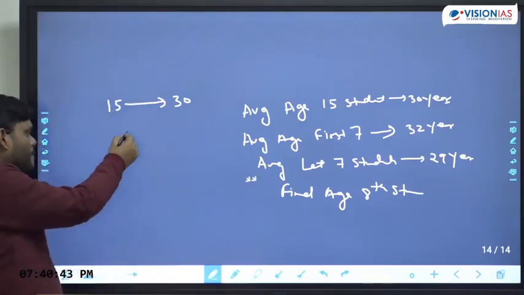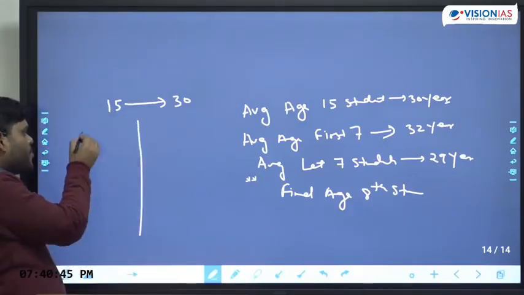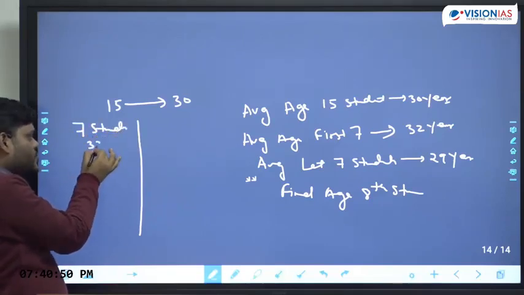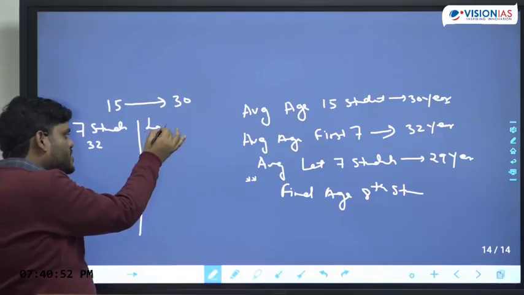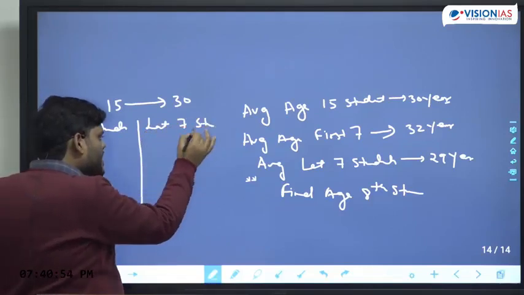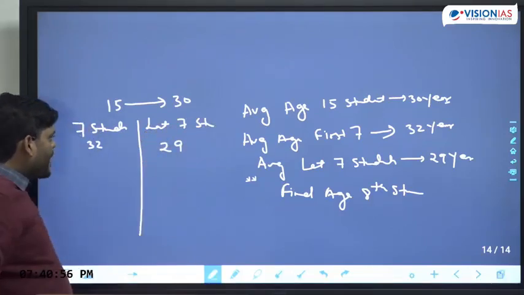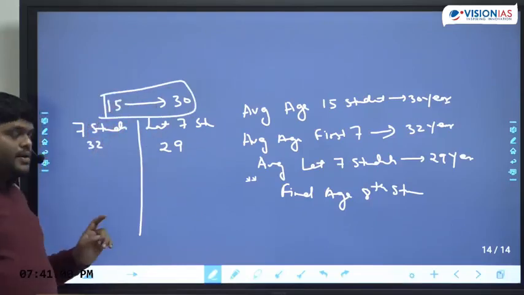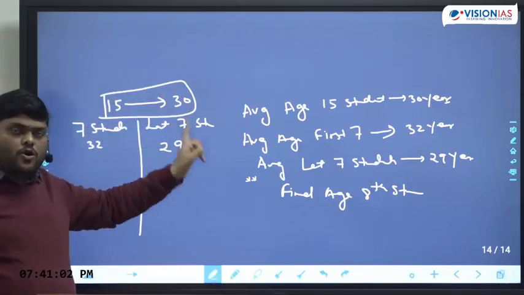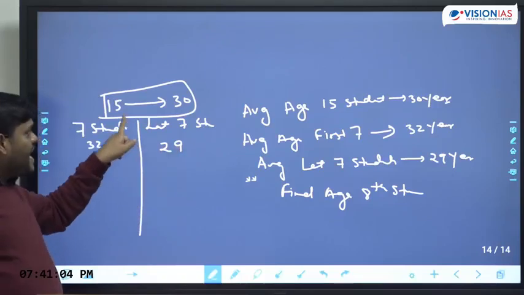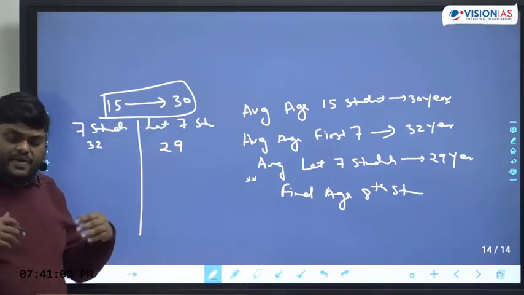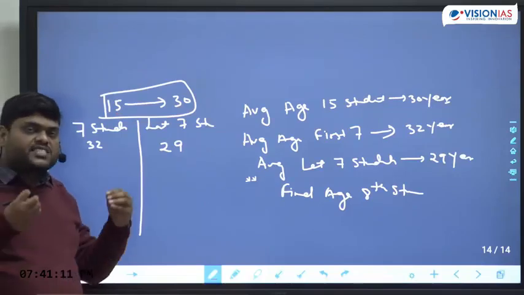Okay? But now there's some problem. The problem is the first seven students have an average age of 32 and the last seven students have an average age of 29. That means we have to hold this thing at any cost, because this is the rule of the group. The rule of the group is everyone should have 30, but there are some discrepancies in the group.